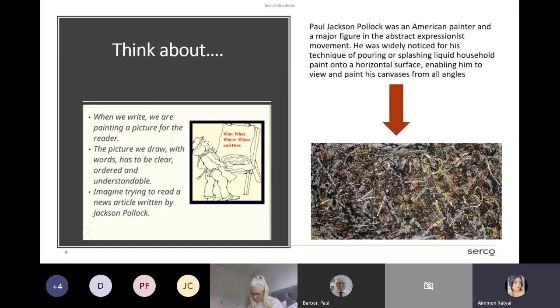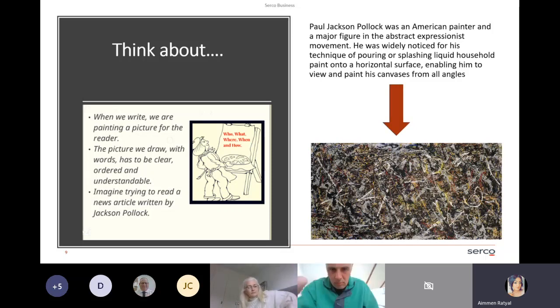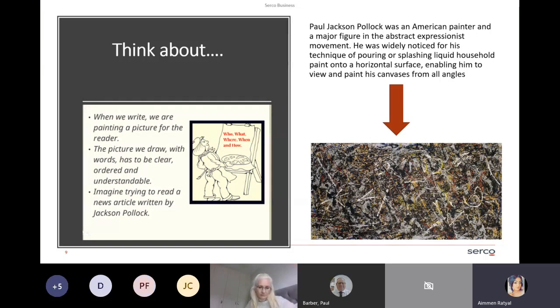So Jackson Pollock was an American painter and a major figure in the abstract expressionist movement. He was widely noticed for his technique of pouring or splashing liquid household paints onto a horizontal surface, enabling him to view and paint his canvases from all angles. Now, the picture underneath was what we had at the very beginning, but that paragraph just there, if that was written in your article and you were talking about somebody, you've hit quite a lot of the language techniques already.